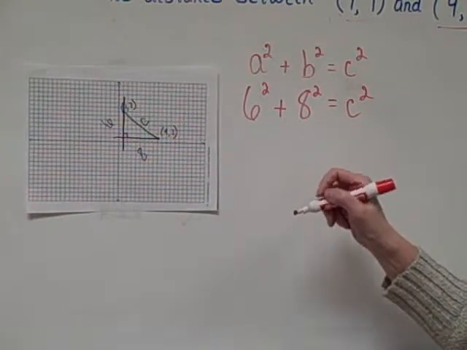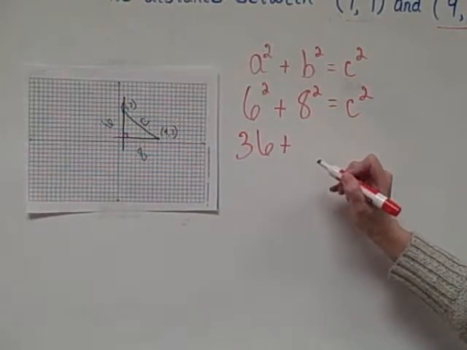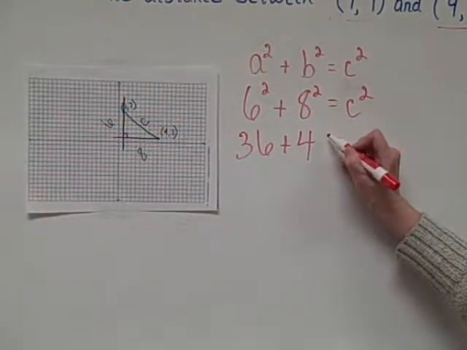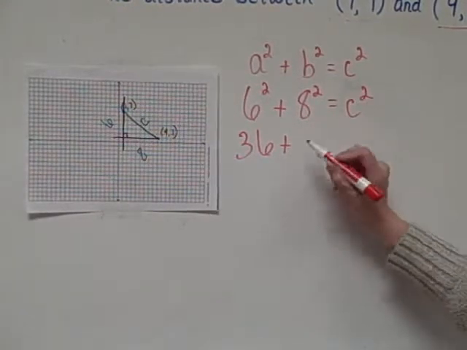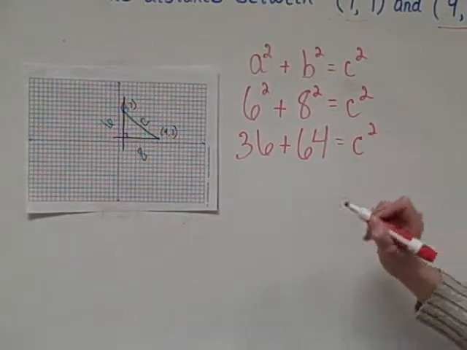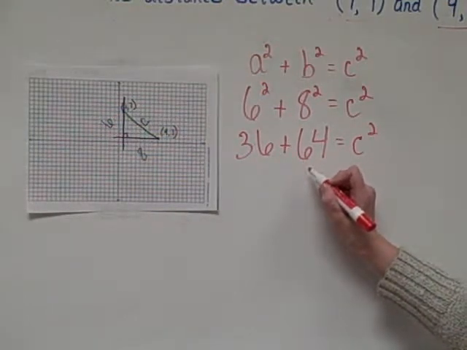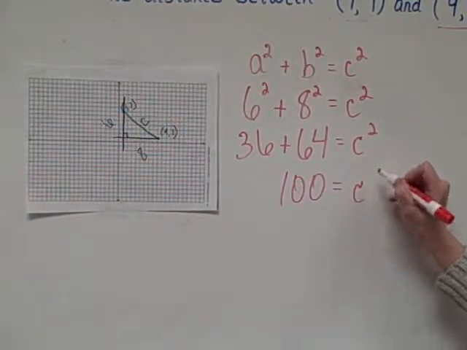Always solve your squares first, so 6 squared is 36, 8 squared is 64. If I add those 2 squares, we get the total of 100.